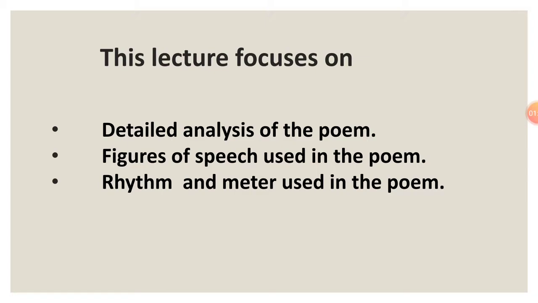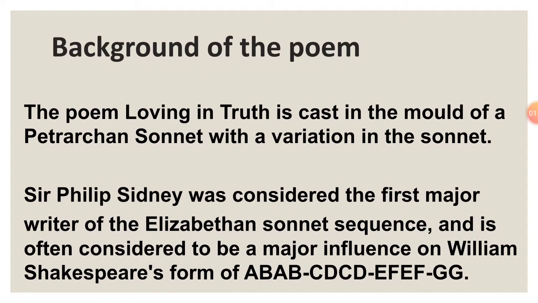Okay. So this poem, Loving in Truth, is cast in the mold of a Petrarchan sonnet with a variation. So Petrarchan sonnet is generally a 14-line poem that is divided into octave, 8 lines, and sestet, 6 lines. So in the octave we find that the poet introduces a problem, a struggle or confusion, and sestet gives a solution to that problem.